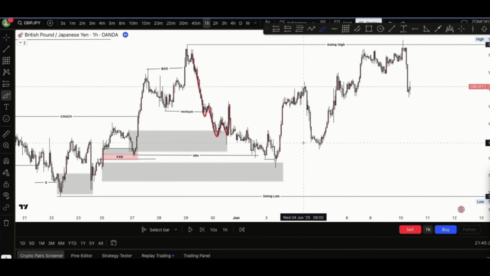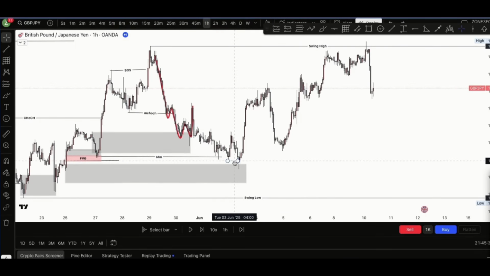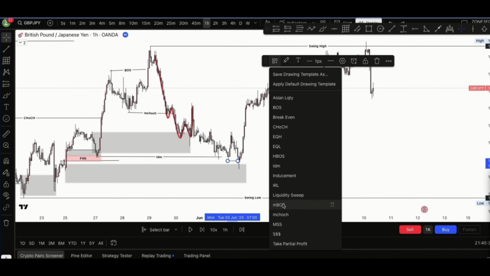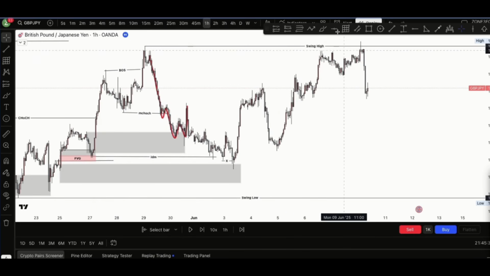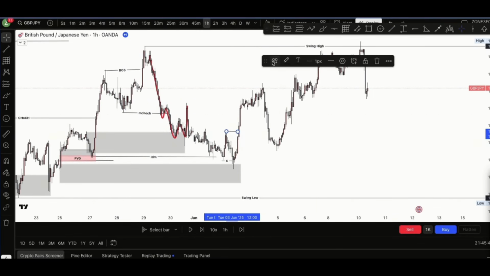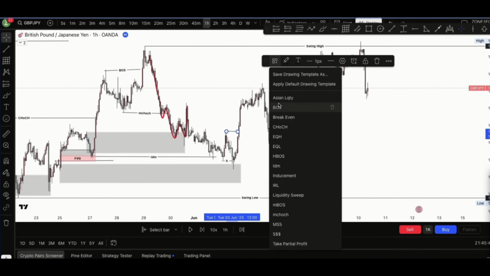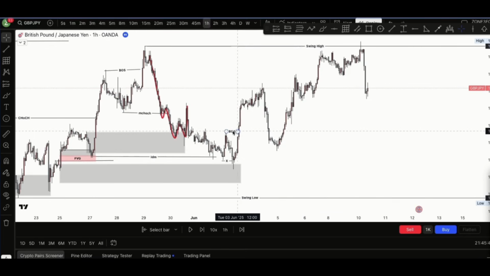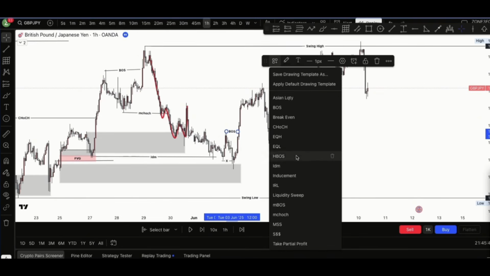We are not looking to take this. We are looking to take another trade. So now look at it. It swept this liquidity here. It swept liquidity. Then what? Broke structure here. No, sorry. It changed character.